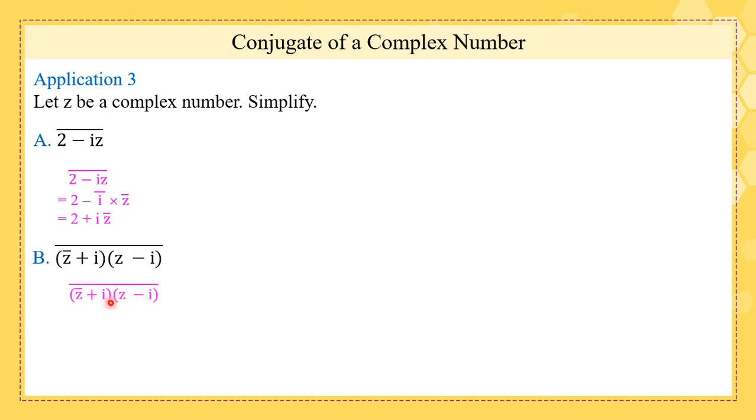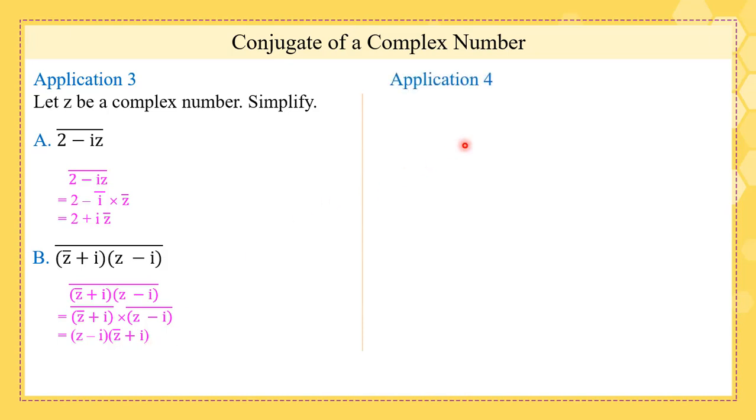Well, we have multiplication in between, so we can distribute the bar on the two factors. This is the first factor, this is the second factor. Then we redistribute the bar on each factor alone. We get z bar bar, which is z, and plus i bar is minus i. And here we get z bar plus i.